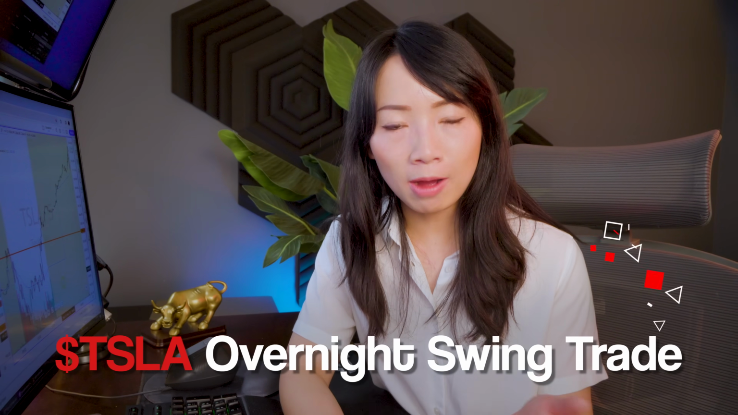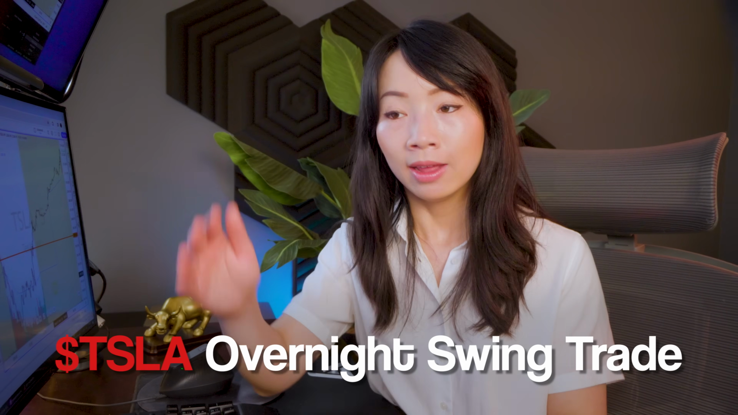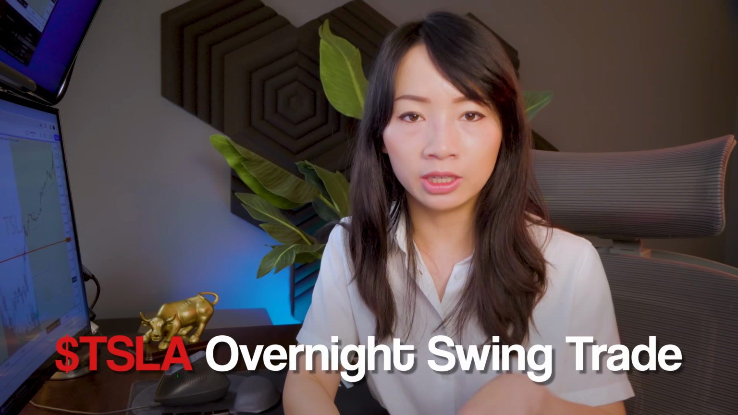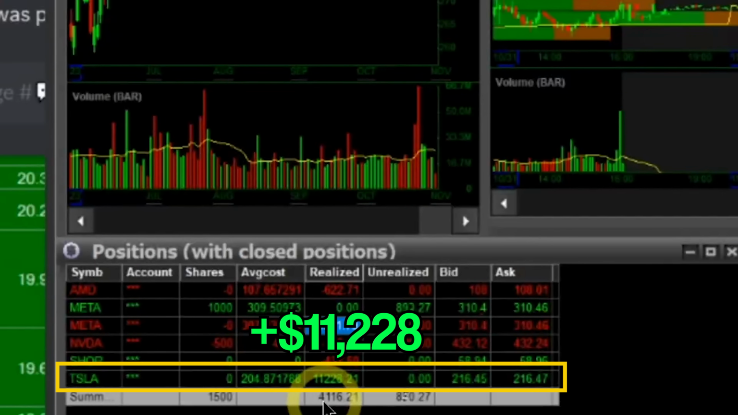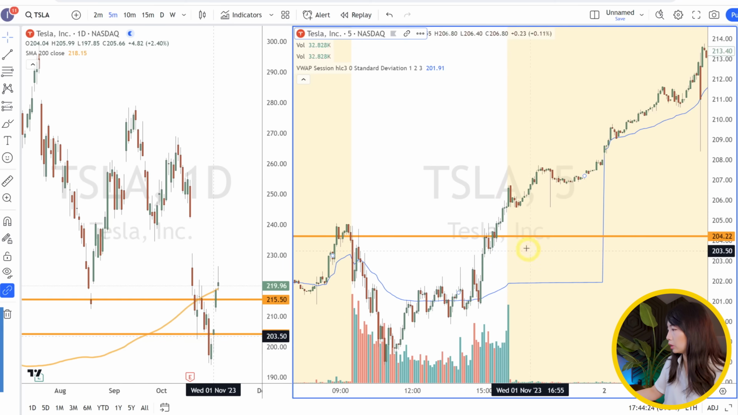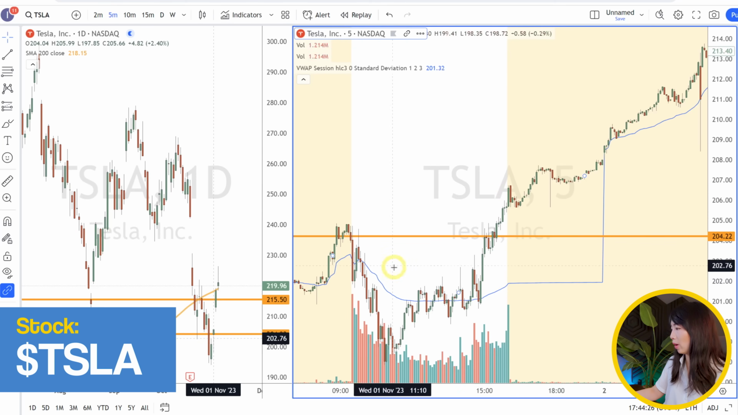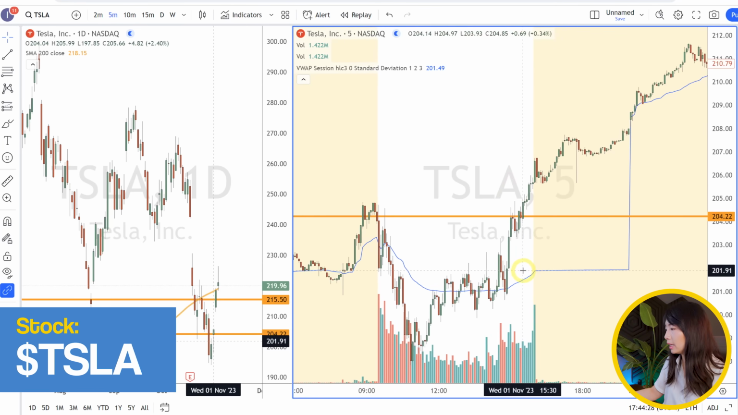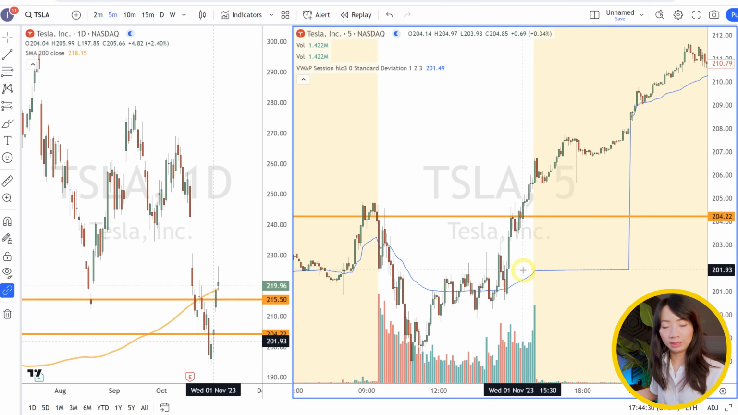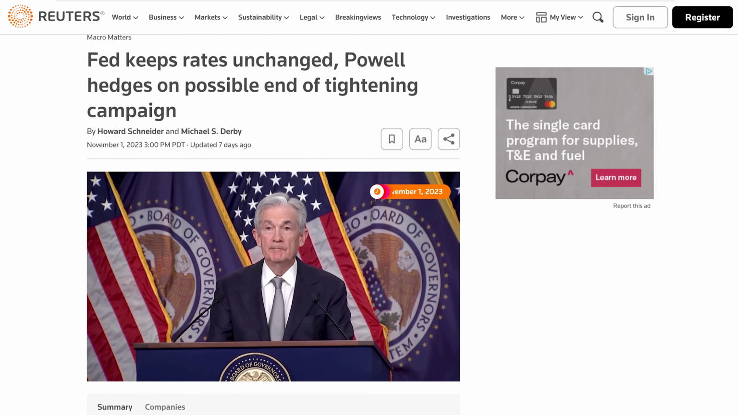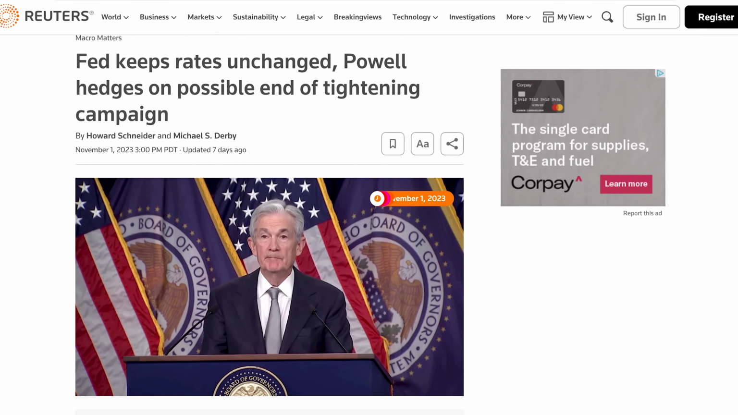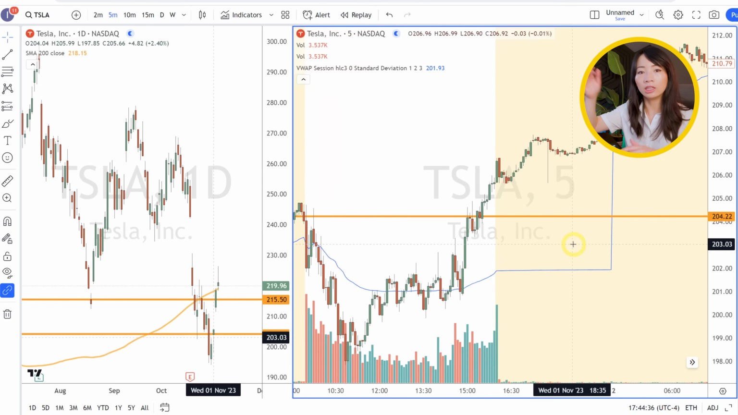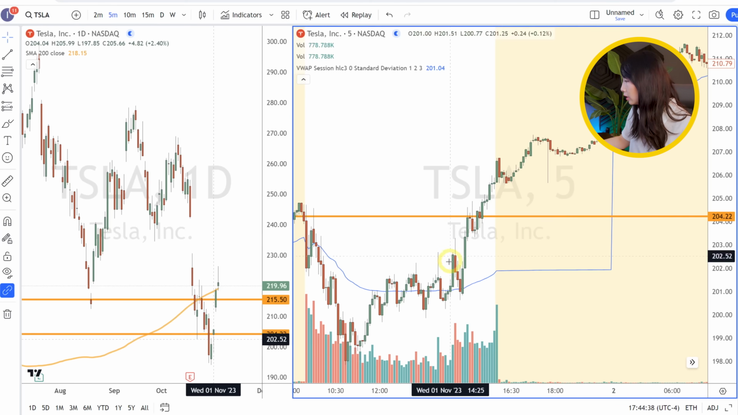Next, I want to talk about my Tesla swing trade overnight. This one was a big winner for me this week, totaling over $11,000. So the swing trade entry took place on Wednesday. Wednesday, if you guys recall, was also FOMC, right? So they talked about they're gonna keep interest rate unchanged, and the entire market was rallying into the close. So that's why I took Tesla.